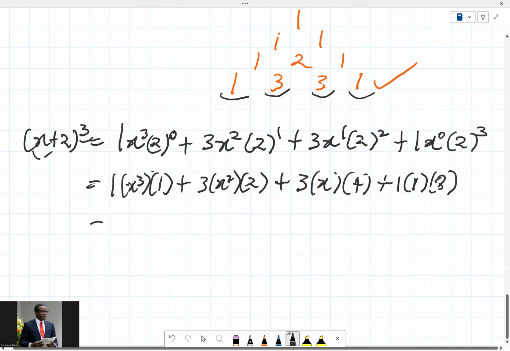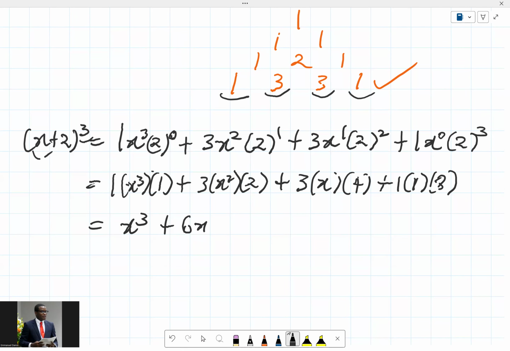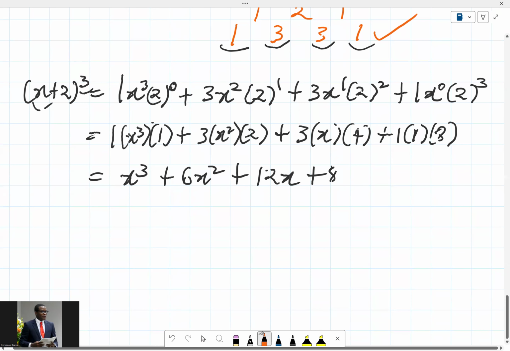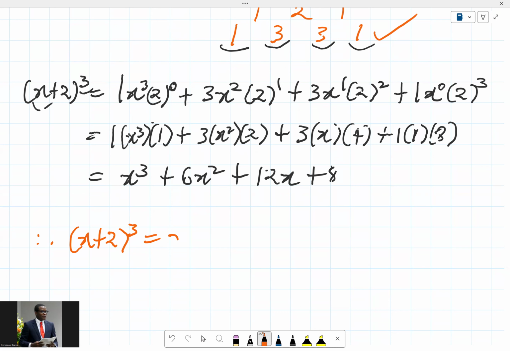Then we can tidy things up. So we have x cubed, that's 1 times x cubed times 1. That's x raised to power 3 plus 3 times 2, 6x squared plus 3 times 4, 12x. And lastly, 1 times 1 times 8, plus 8. So what do we have? Therefore, x plus 2 raised to power 3 is equal to x cubed plus 6x squared plus 12x plus 8.